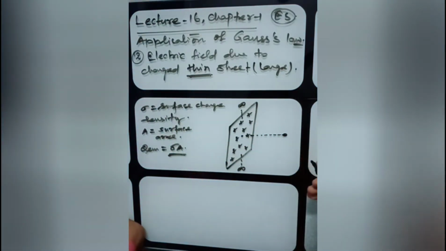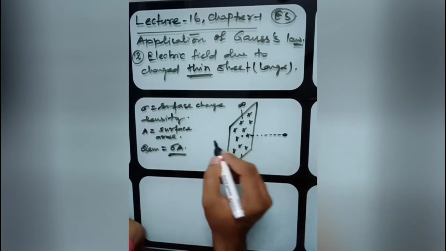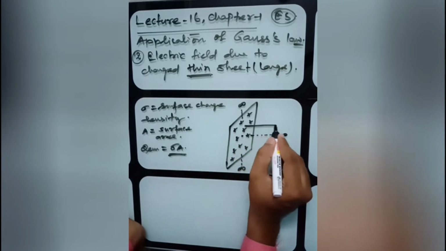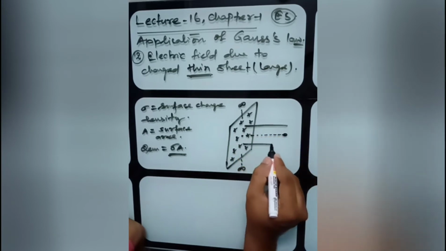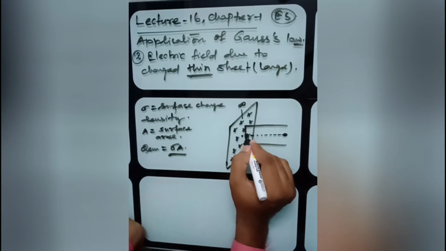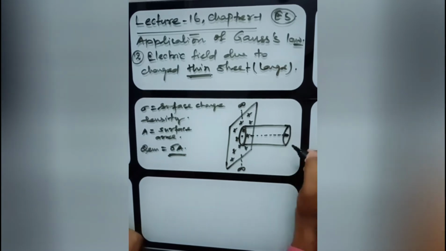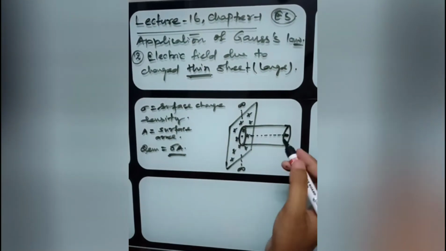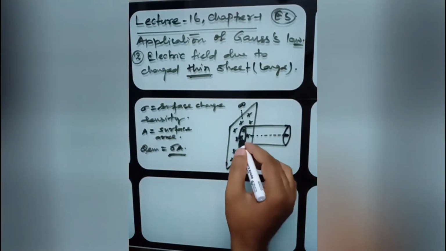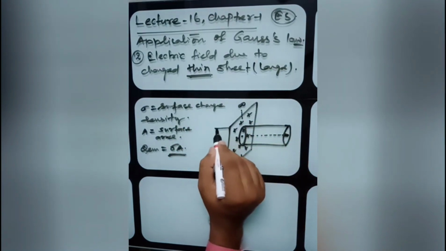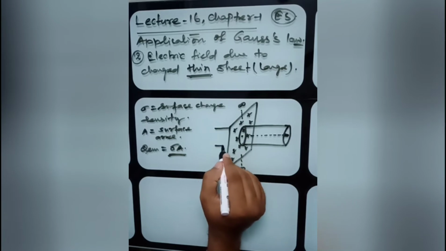For simplicity, we will take a Gaussian surface, and the shape of the Gaussian surface we will take here is cylindrical. Now again, you can ask, or create a question yourself, why is this Gaussian surface cylindrical? We have to find the electric field here. Since this is a thin sheet and the charge has its effect on both sides, the Gaussian surface will be considered on this side also.